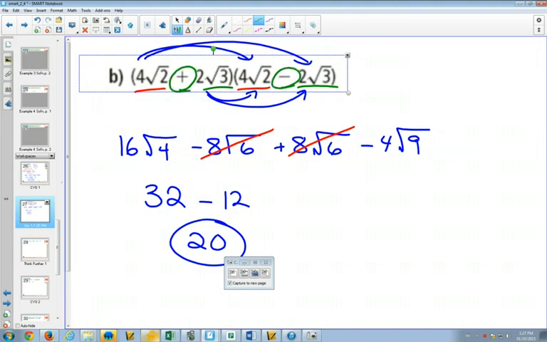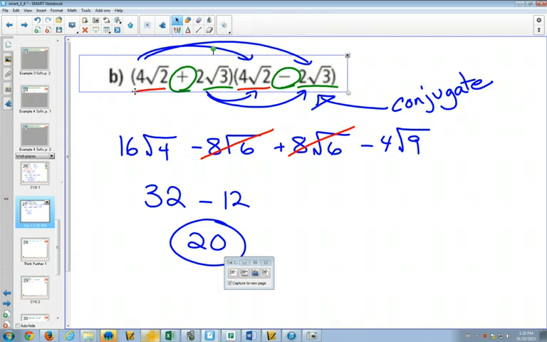Okay? They have a name for this. When you have 4 root 2 plus 2 root 3, and you write the same thing with a negative, in math we call that a conjugate. And every time you multiply by a conjugate with radicals, the radicals will disappear. That's going to come up very important for example 4 today. Okay, the questions you can do for practice after the first one are 3, 4, 5, and 7.